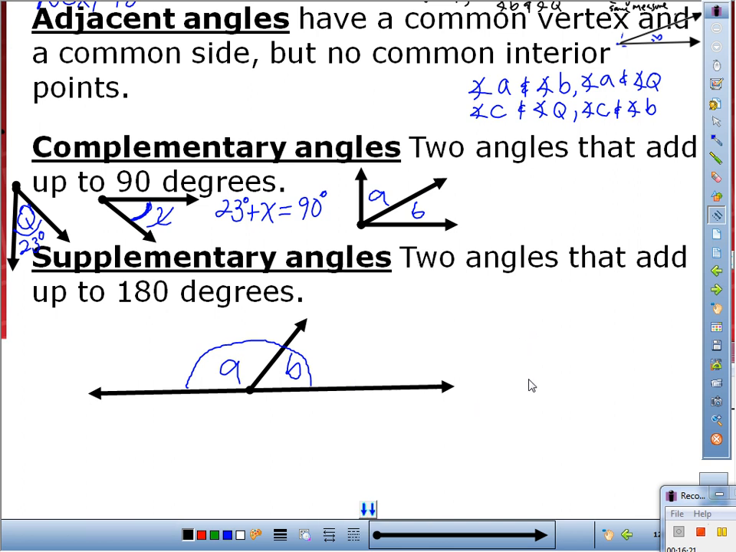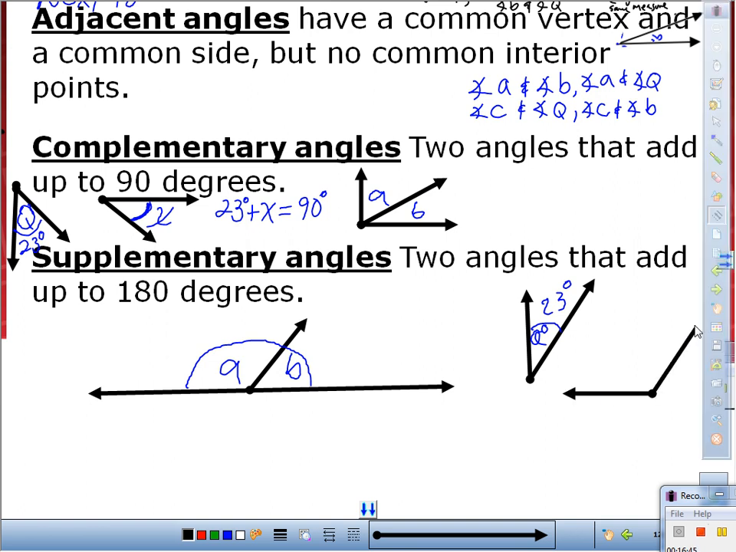They might say, angle Q is 23 degrees. Sketch and solve for the supplementary angle to that one. So I would sketch it like this, and label it what? X, because I don't know what that measures yet. I'll show you what I would do to solve for X.